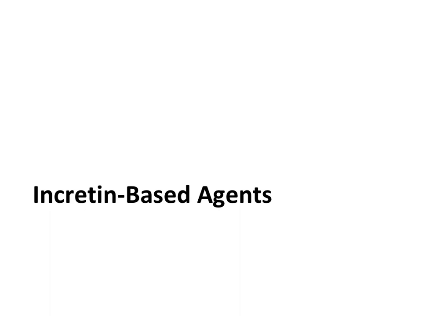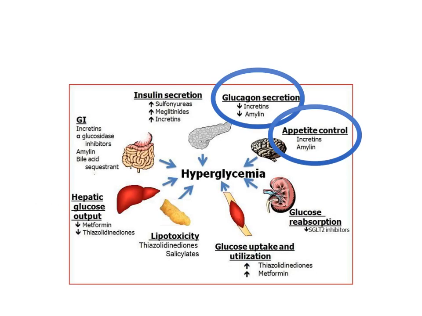Now we're moving on to much newer drug classes. The first one we're going to talk about are the incretin-based agents. So just to review our diagram again, these incretins work in two different ways. They work on glucagon secretion by reducing incretins and amylin. Those are two hormones that control glucagon secretion in the body. And then they have the benefit of appetite control as well.